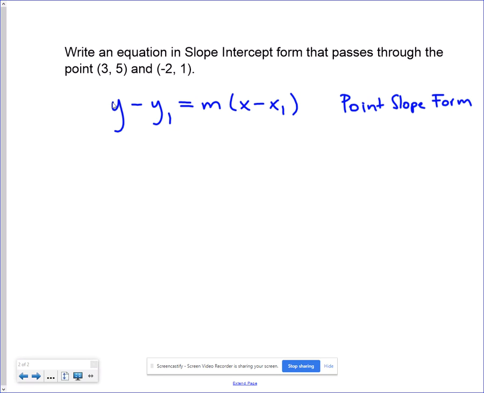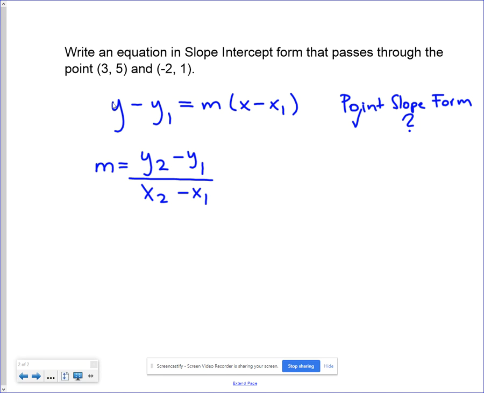But for point-slope form, you need a point and a slope. We have 2 points, so we get the point. What we don't have is the slope. So what we have to do first is find the slope. Recall that the slope is the change in the y's over the change in the x's. So we need to find the slope.